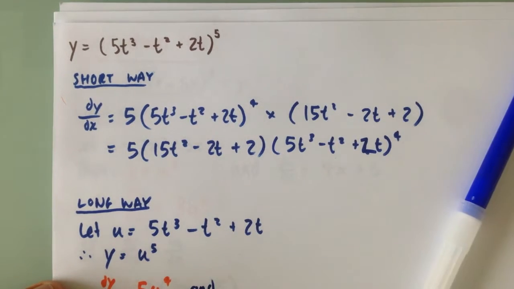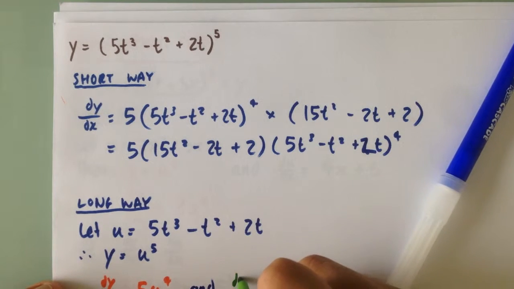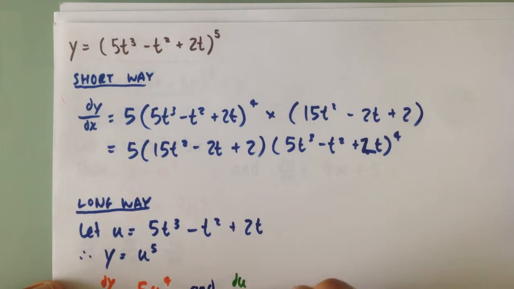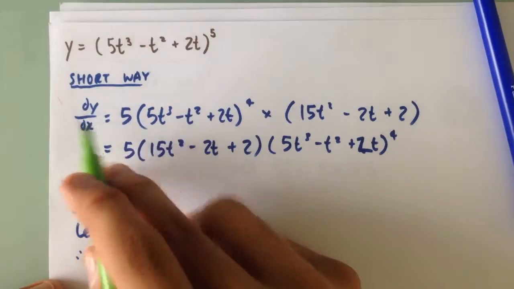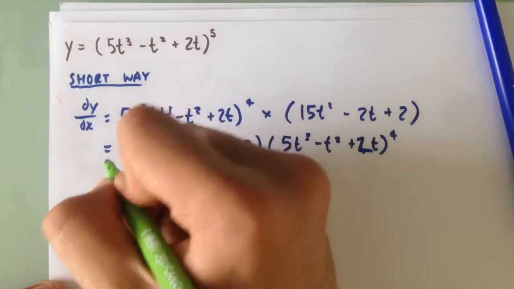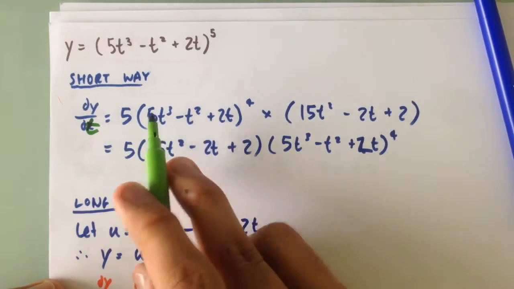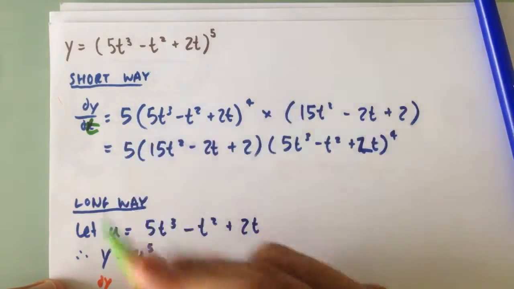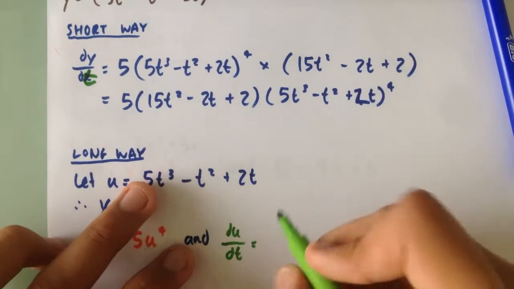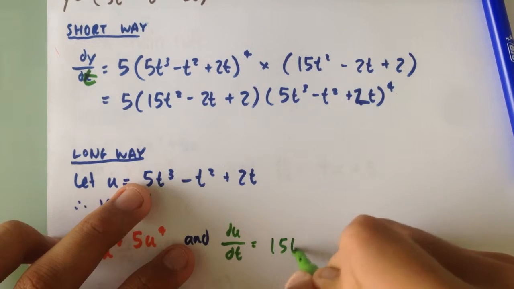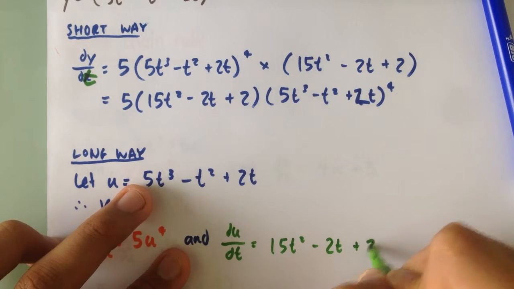And du/dx, du/dt, because we have t's here, not x's. So du/dt would be, I made a mistake there. That shouldn't be dy/dx, that should be dy/dt, because we're not dealing with x's here, we're dealing with t's and y's. Okay, so what's du/dt? So the derivative of that is just 15t squared minus 2t plus 2.